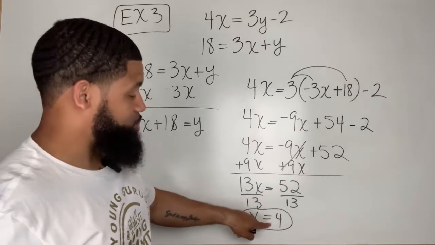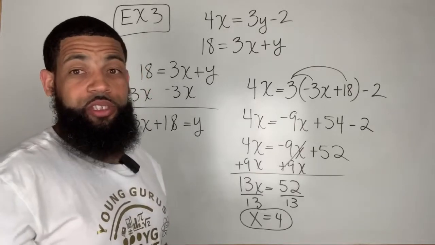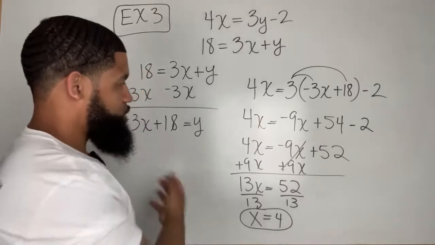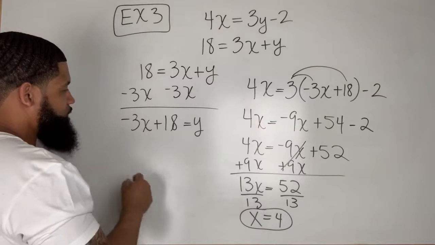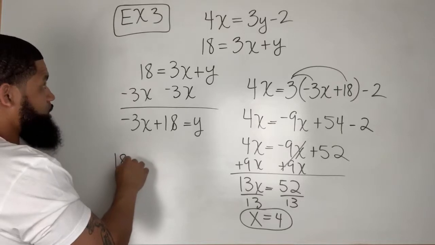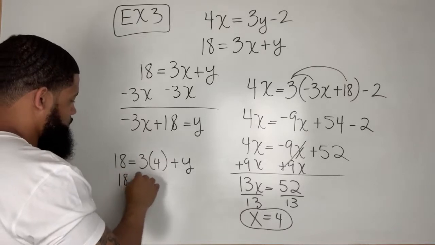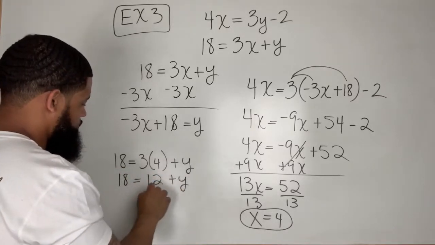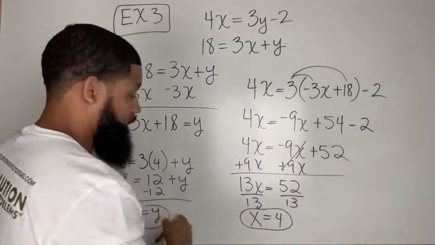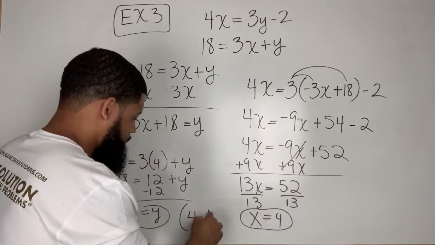Now we have to substitute this x into one of the other equations so that we can finally get our solution. I'm going to be kind of all over the board this time because I want to make sure that we show this. Since I have x is 4, let's do the other one. 18 equals 3 times 4 plus y. Well, 18 equals 12 plus y. Subtract 12, subtract 12, 6 equals y. Okay, I have my x, I have my y. So my final solution is the ordered pair 4, 6.